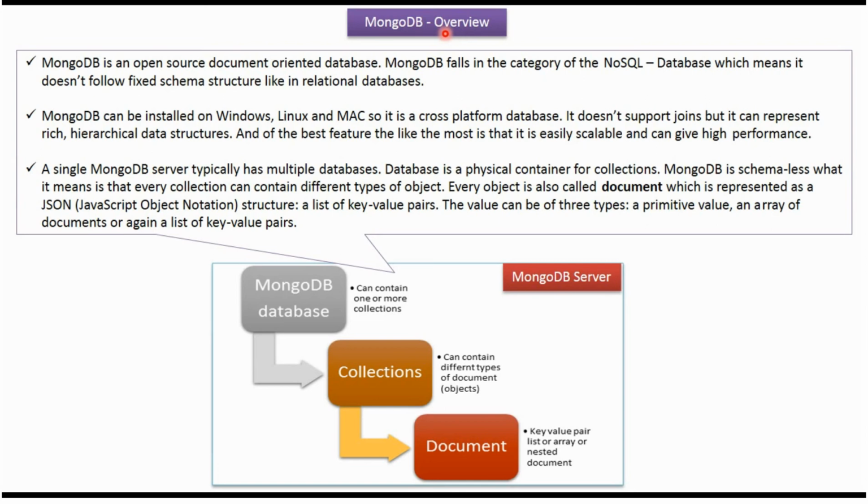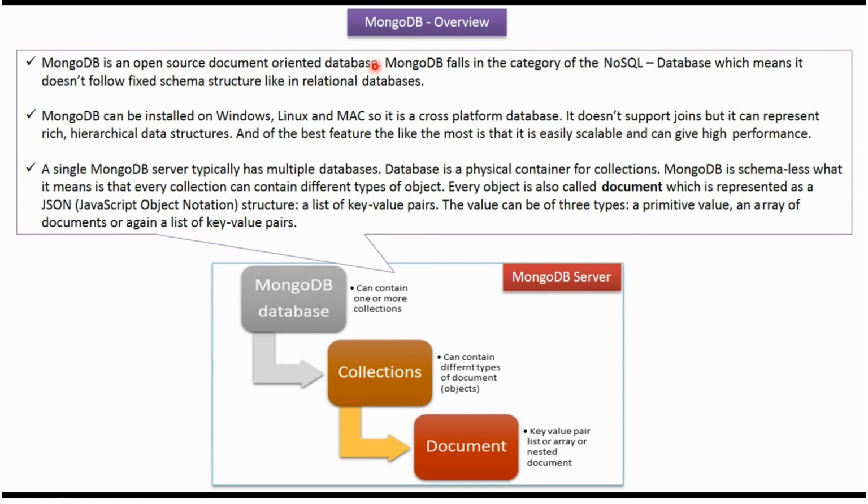In this video tutorial, I will explain an overview of MongoDB. MongoDB is a document-oriented database, MongoDB is open source, and MongoDB falls in the category of NoSQL databases. NoSQL database means it does not follow a fixed schema structure like relational databases.